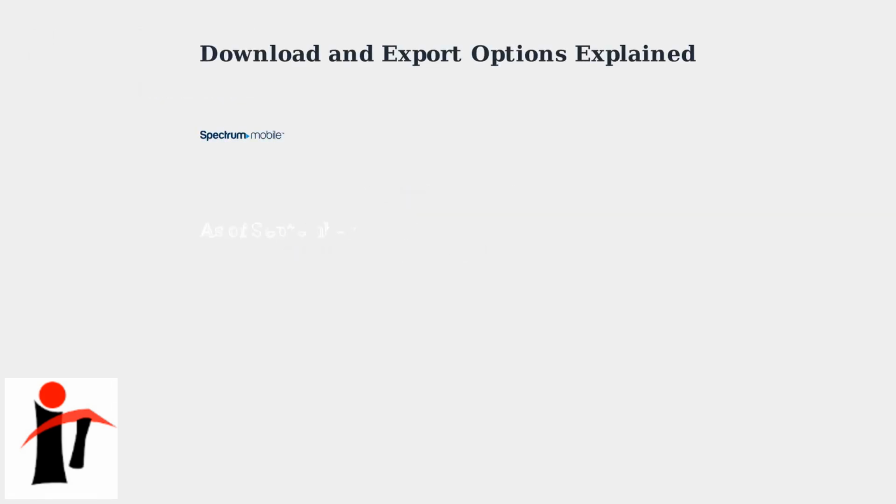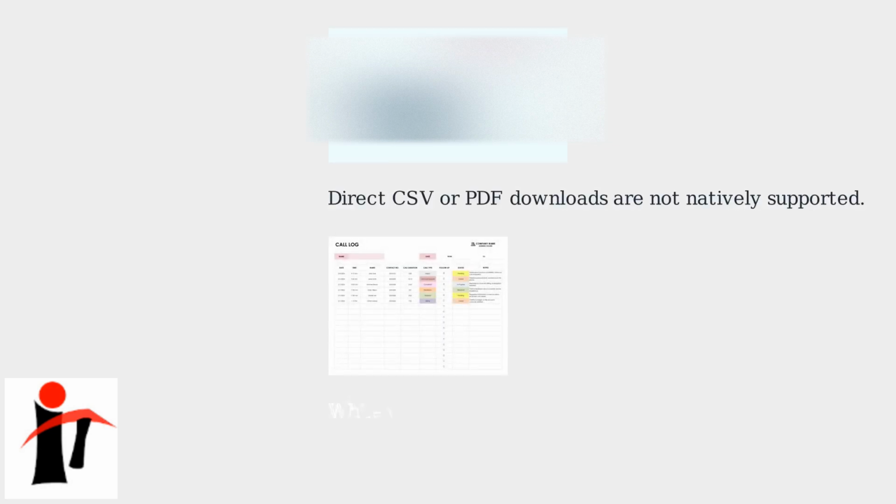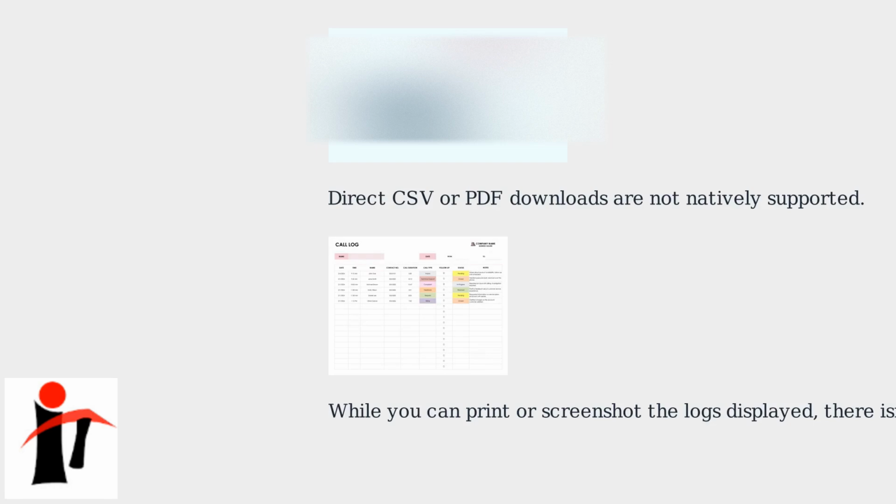As of September 2025, Spectrum Mobile offers limited direct download or export options for detailed call logs due to privacy and security reasons. You can view call logs for up to 90 days via the app or website. Direct CSV or PDF downloads are not natively supported. While you can print or screenshot the logs displayed, there isn't a bulk download feature.